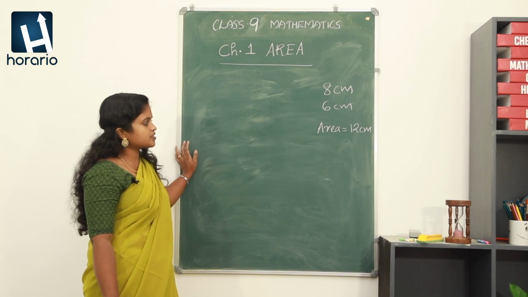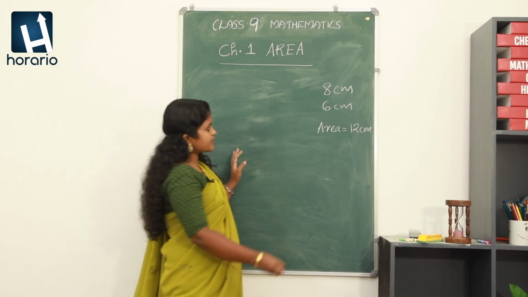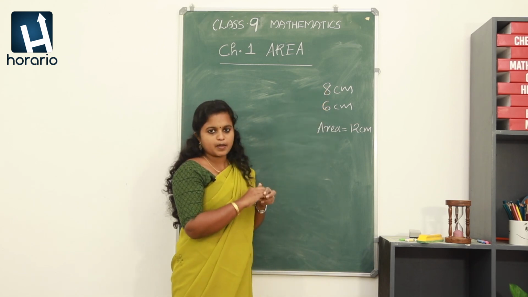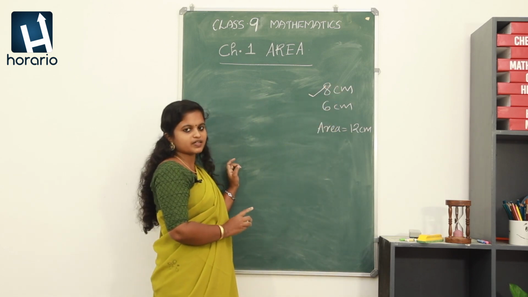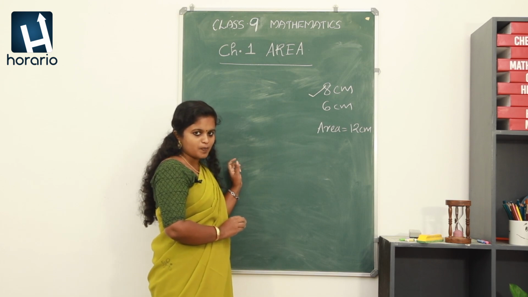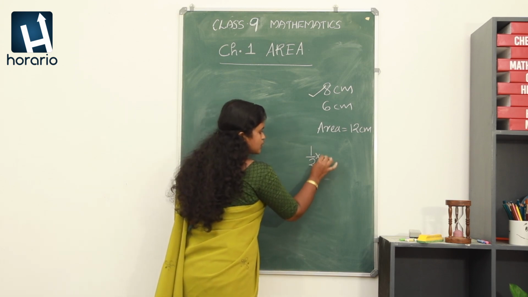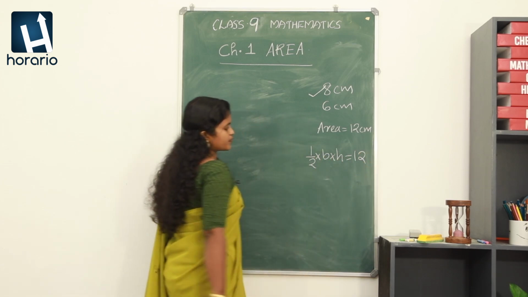So in order to draw the triangle, let me find out the height also. I am going to fix any one of the two sides as the base. So I am going to fix 8 centimeter as the base. So what was the formula for finding the area? Yes, half into base into height. It is given half into base into height is equal to 12 square centimeter.